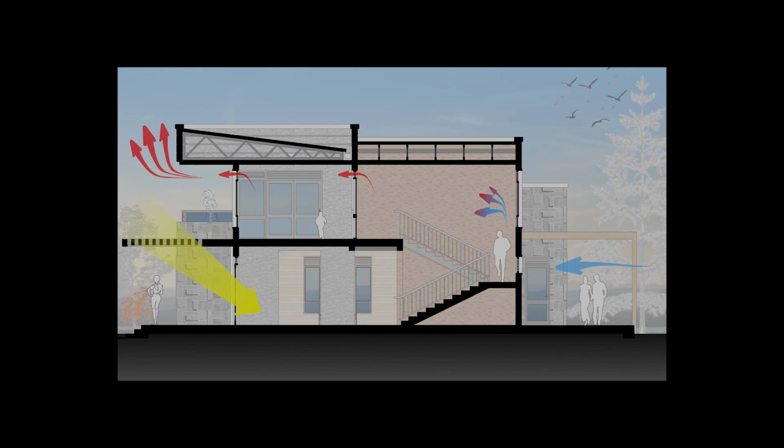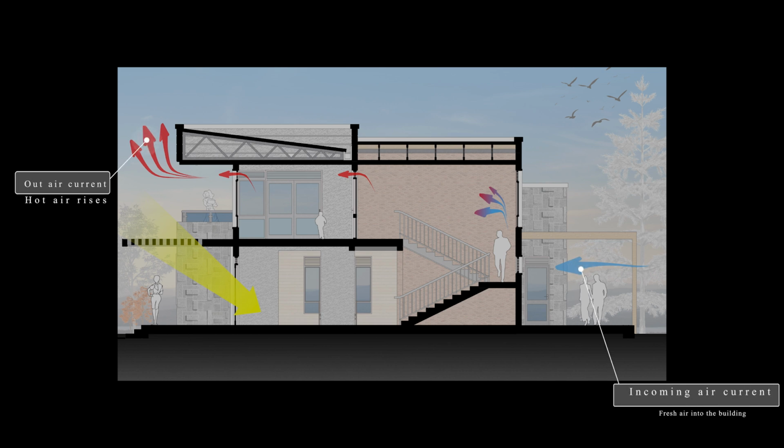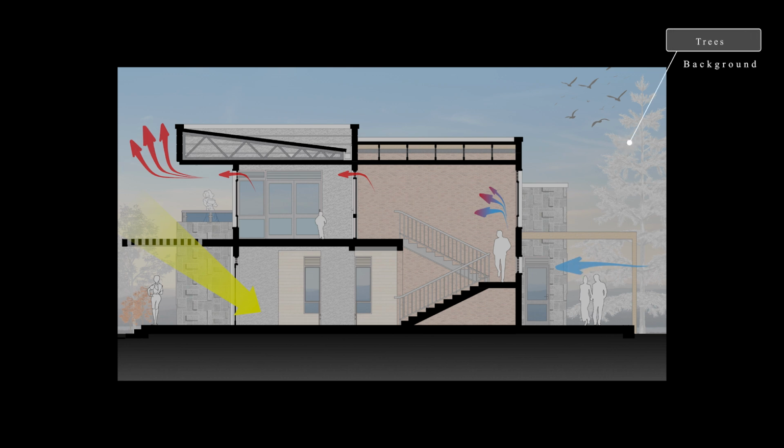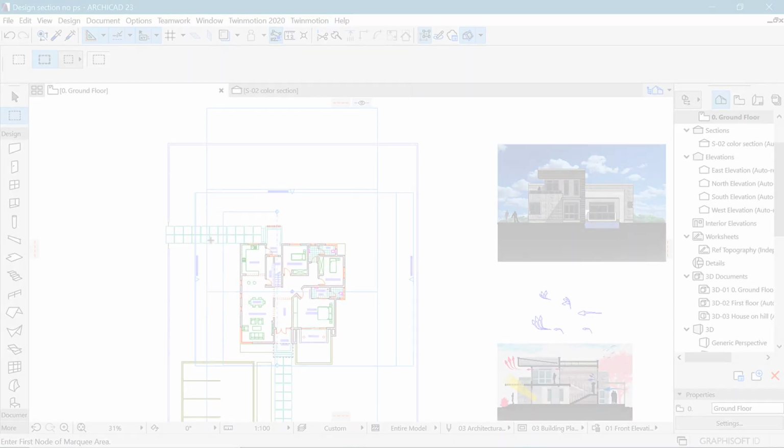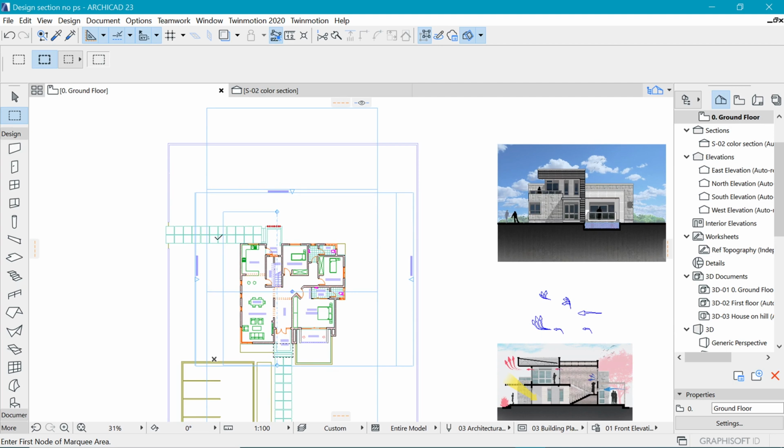So here's what to expect, and that is going to be a full representation of a design section which has the textures imported as images and some arrows that show the stack effect, that is the incoming and outgoing air currents in a building, and then some sun coming into the building, and then also some context to add some depth to the drawing. So first of all, we need to begin by drawing this thing.